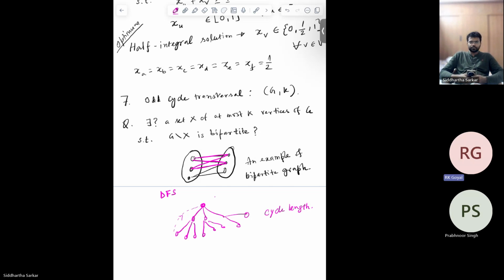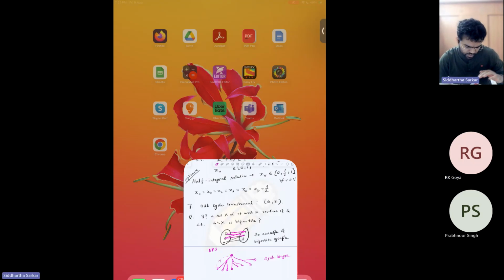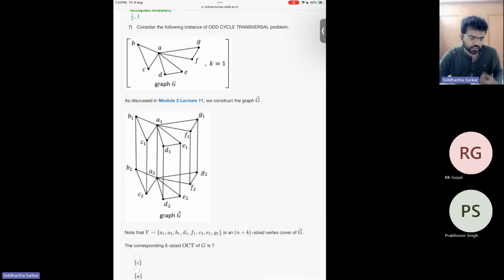What are they asking? This question is asking: consider this graph A, B, C, D, E, F, G. There are seven vertices. Is it possible to delete one vertex in this graph such that it becomes bipartite? When you delete a vertex, the edges incident to that vertex are also deleted.